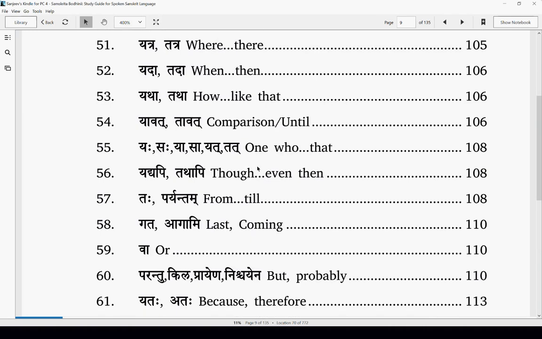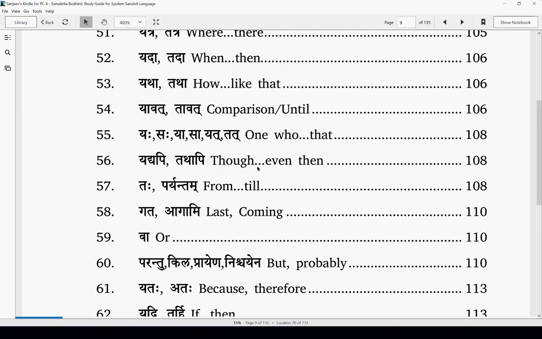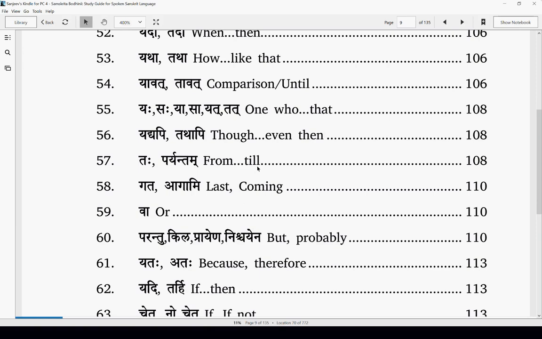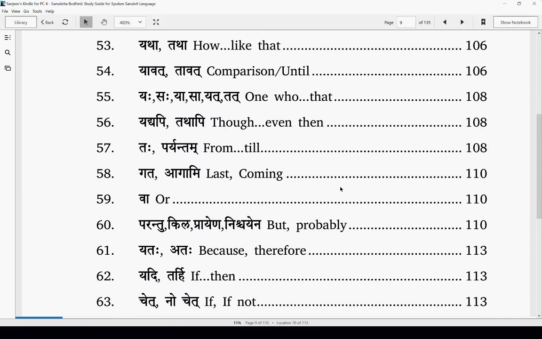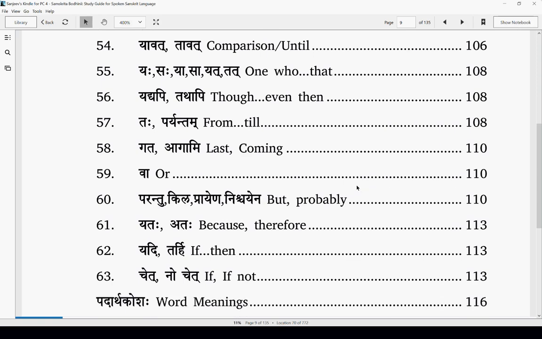Okay, yadyapi tathapi. Oh, you know that yadyapi tathapi. Anybody has a question on it? Yadyapi bubuksha nasti tathapi aham khadami. Okay. Yadyapi bubuksha nasti means hunger, right? Bubuksha. For people who do not know. Yadyapi ichha nasti tathapi khadami. Dantaha paryantam.